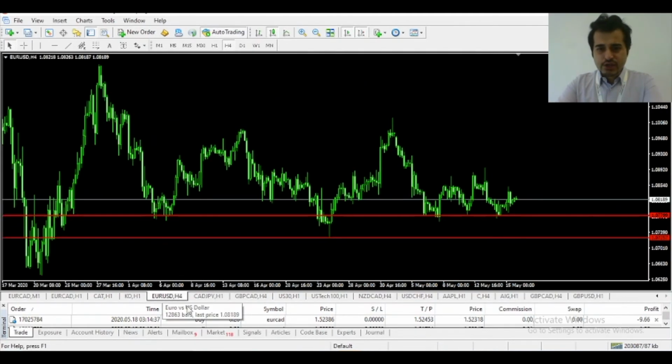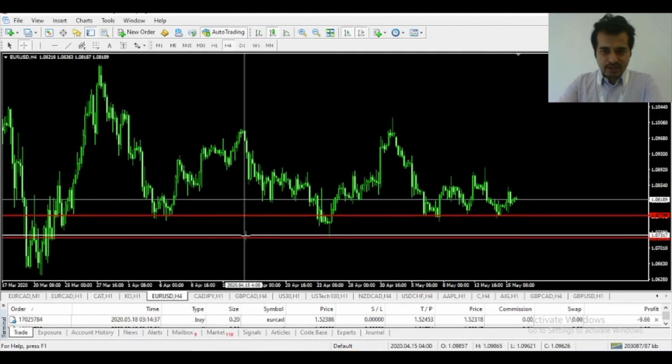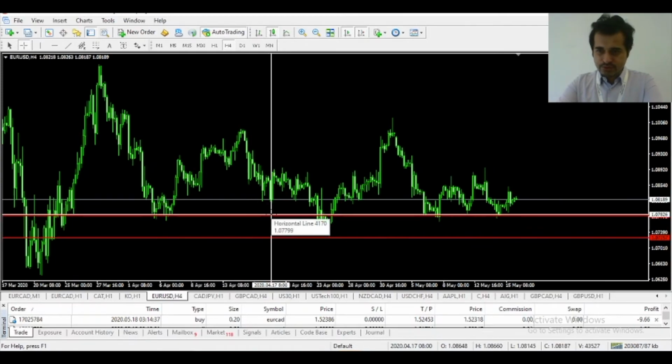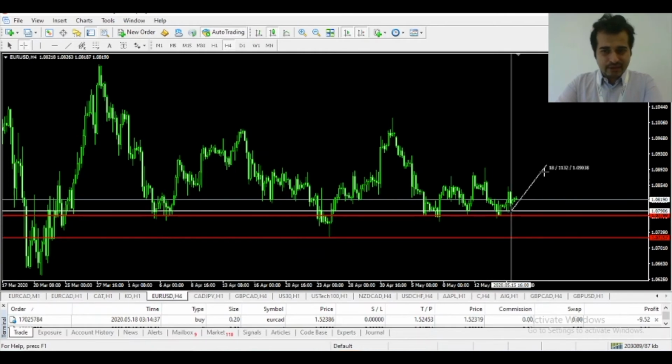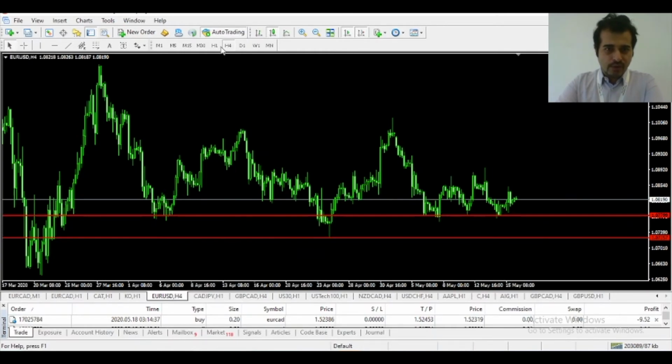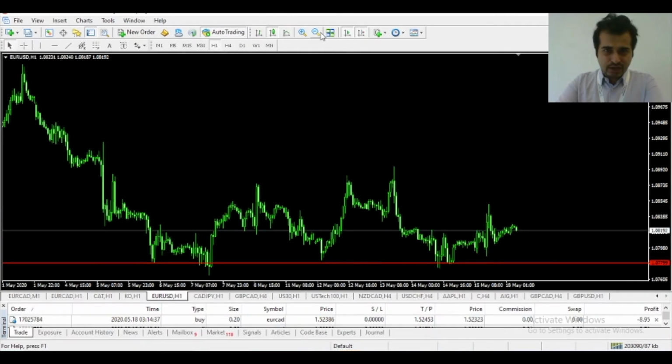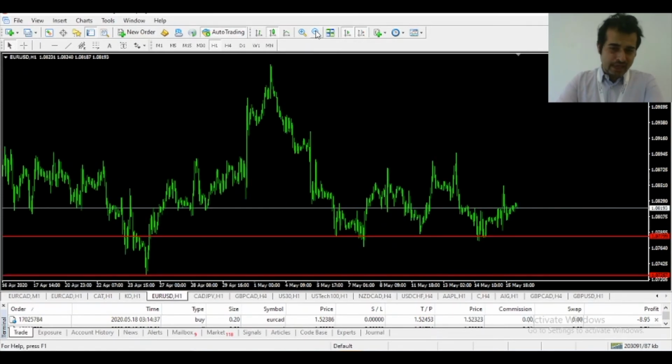EUR USD has found a support at the level of 1.078. Since the dollar is expected to be weaker, we are expecting the euro to go up. However, we need to wait and see for any corrective structure, which you will be able to see in our daily forecast.